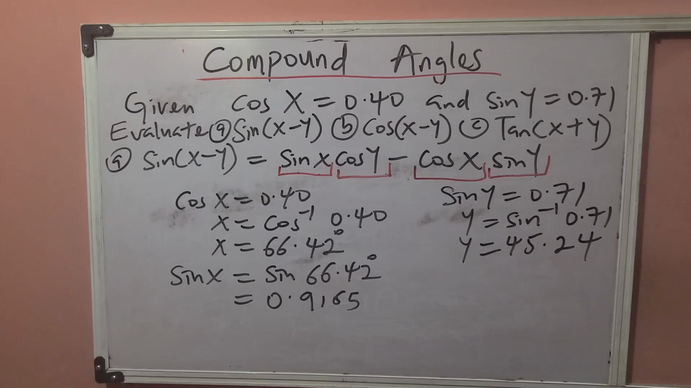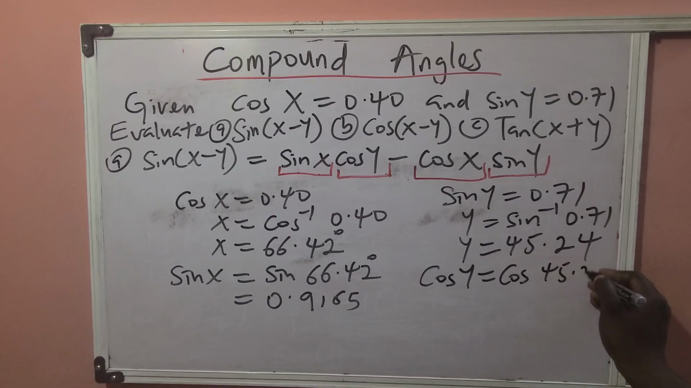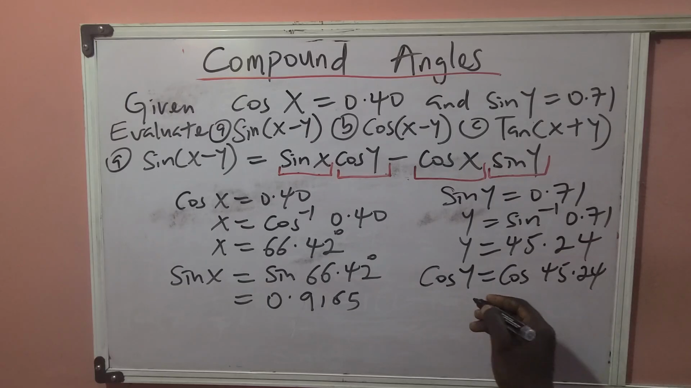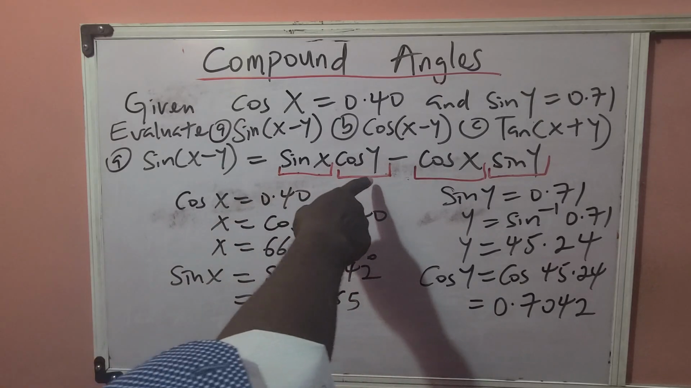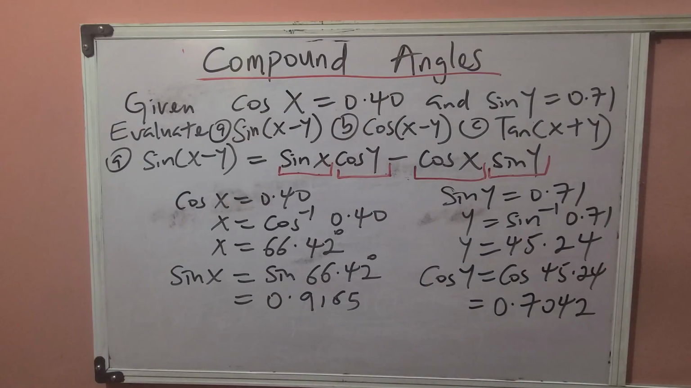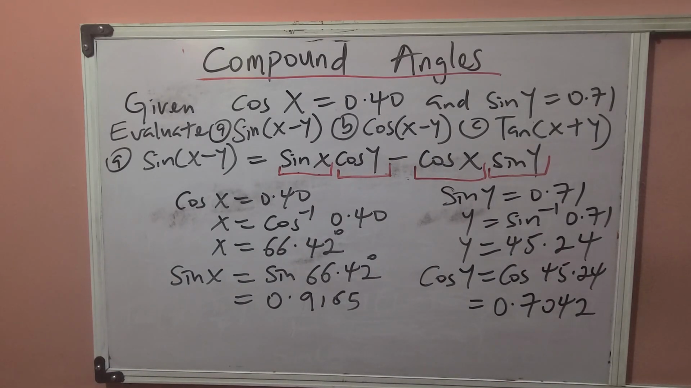Now we can find our cos y from here. My cos y now will no longer just be cos y, we'll be having cos 45.24. If you press this on your calculator, the cos of that will be 0.7042. So this is how we have been able to find our sine x and cos y from the values we were given previously. So from here we can go on to evaluate our sine x minus y using this compound angle identity.